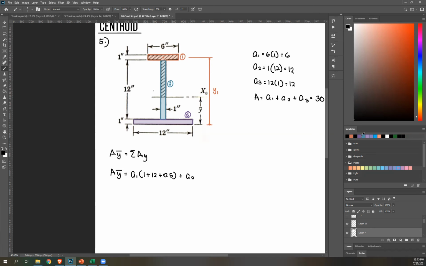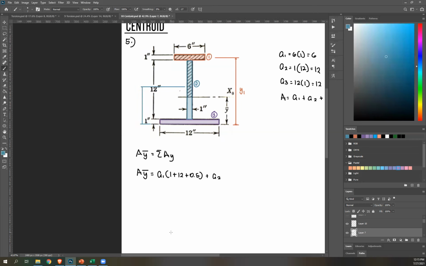Next, let's do the same for A2. So A2, the centroid is somewhere here, right? And then this is your Y sub 2, again the distance from your reference axis. To get that, again, you're going to look at your measurements. We have 1 here, so we'll already have a 1, and then plus whatever this length is.